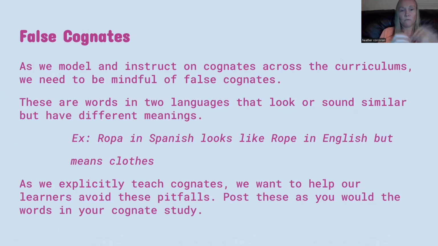But we just want to make sure that we're very clear and explicit, just like we would with teaching cognates, those perfect cognates and near perfect cognates. We want to teach them the false ones as well.